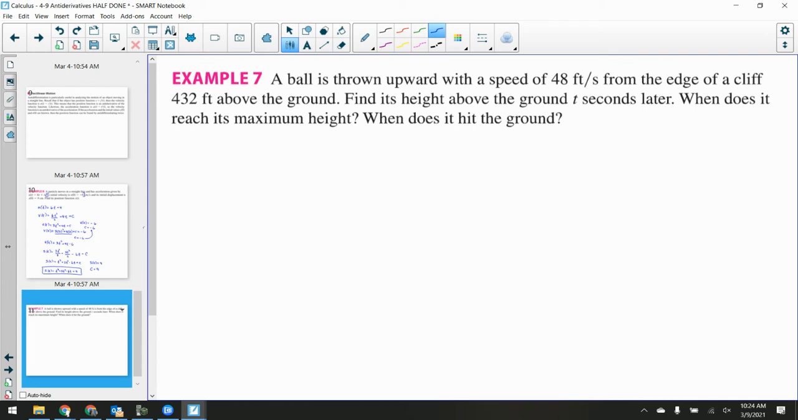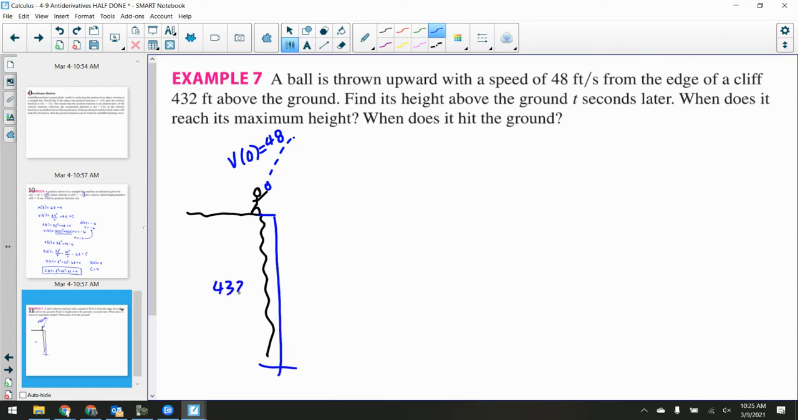So here's me. And my original velocity is 48 feet per second. And I know my original displacement is 432 feet. I'm not given any other information, but I want to find its height above the ground t seconds later.